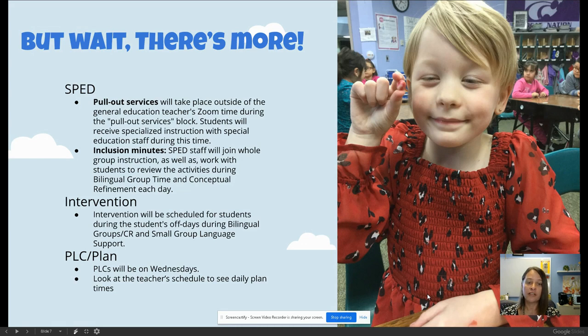Intervention. Intervention will be scheduled for students during the students' off days during bilingual groups or CR, conceptual refinement, and small group language support. PLC and plan time. PLCs will be on Wednesdays, and look at the teacher's schedule to see daily plan times.